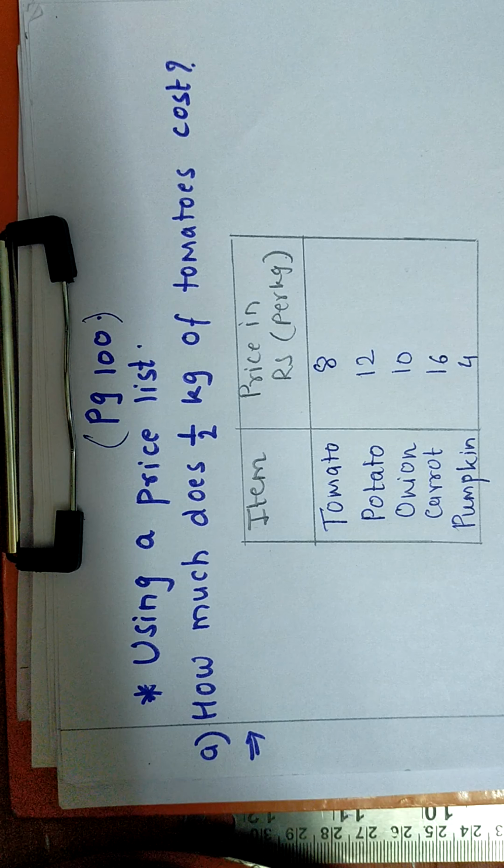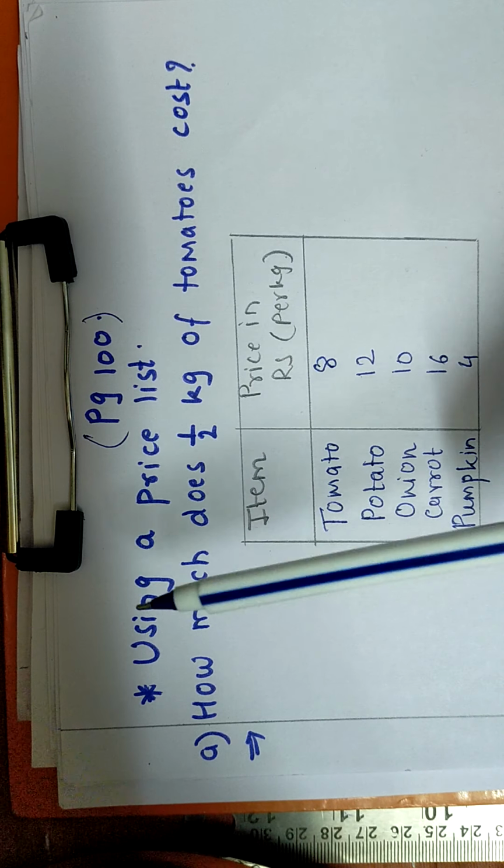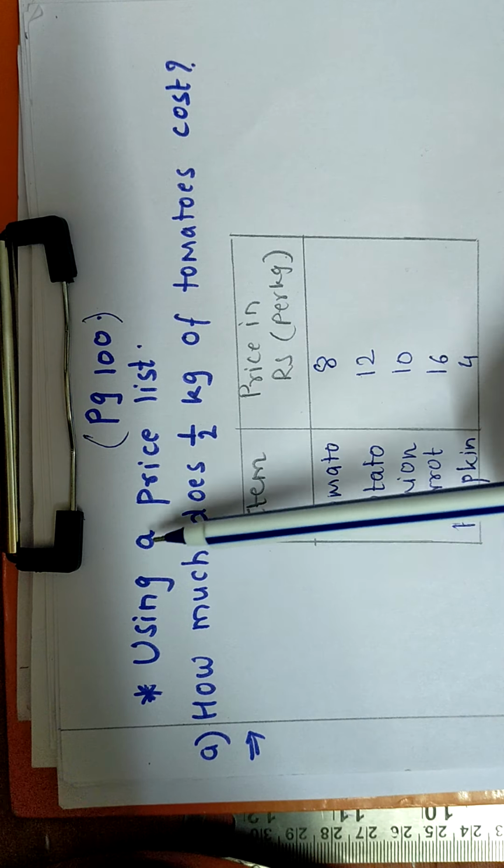So children, today see page number 100 of your textbook. In our previous class we saw page 101. Actually it was homework for you, 101 and 102, but we have done some discussion on it. So today it's the turn for page number 100. What topic is given? Our topic is using a price list.